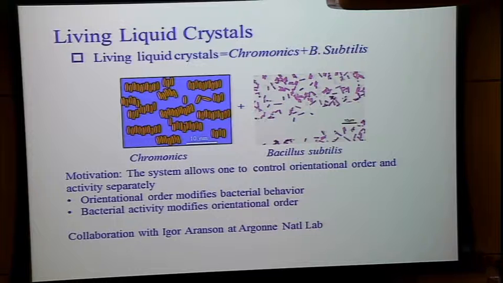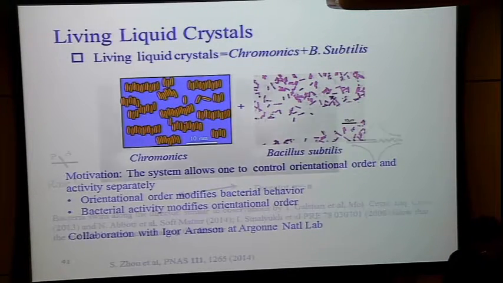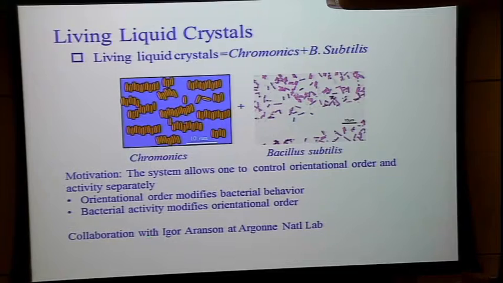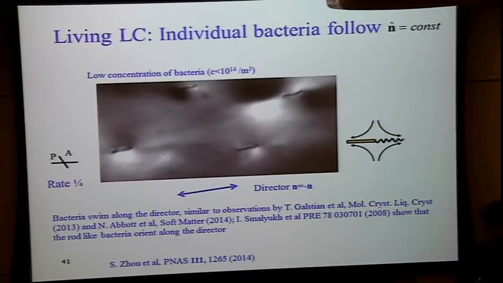Namely, we wanted to have a separate handle on the orientational order, and a separate handle on the activity. And for doing that, we decided that we would be using the lyotropic chromonic liquid crystal that I was talking about, and living bacteria, Bacillus subtilis, that can survive in the environment of this liquid crystal. These chromonics are very friendly to everything of biological origin, and in this way we can control independently the two things. As I said, this work was done from the beginning to the end in collaboration with Igor Aronson at Argonne.